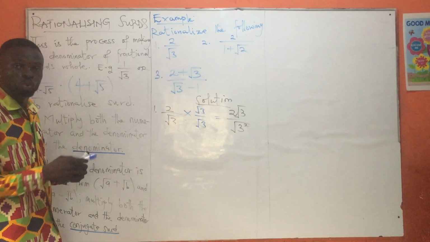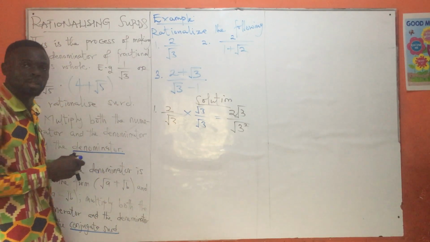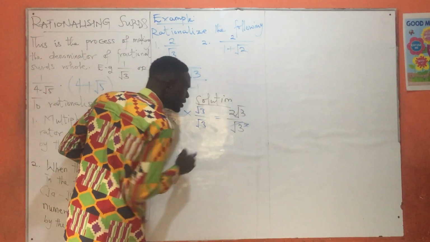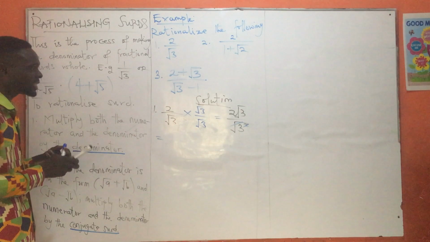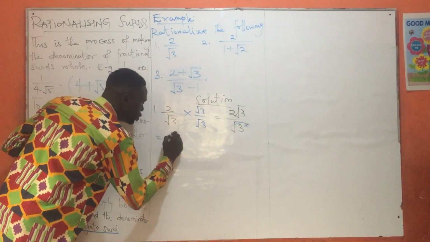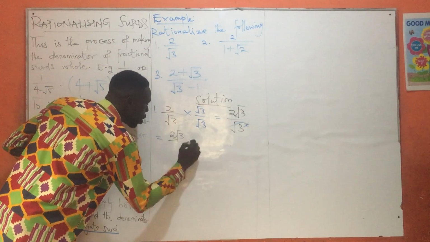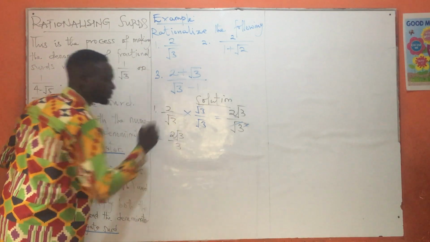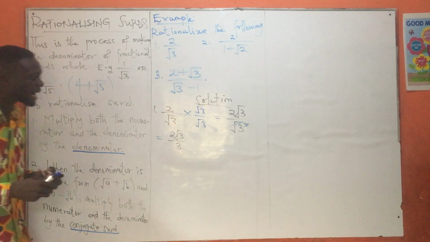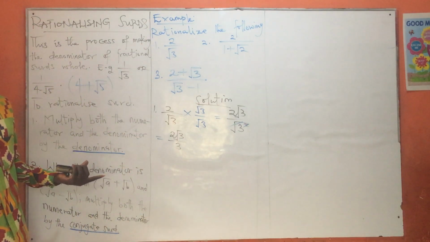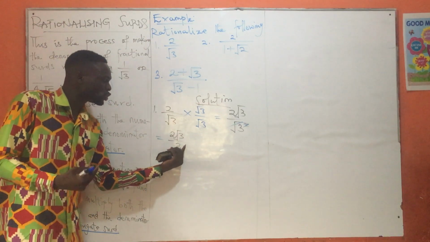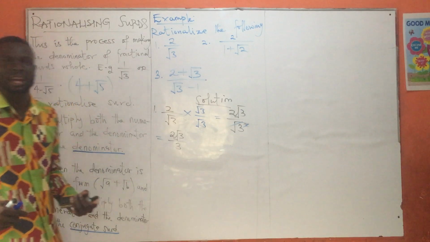Okay, so what do we do? The square will now cancel the root, the square root. Now what do we have as our final answer? Now the rationalized form will give you 2 root 3 all over what? 3. And so now you can see that the denominator is now a whole number. Okay, now this shows that we have rationalized the surd.